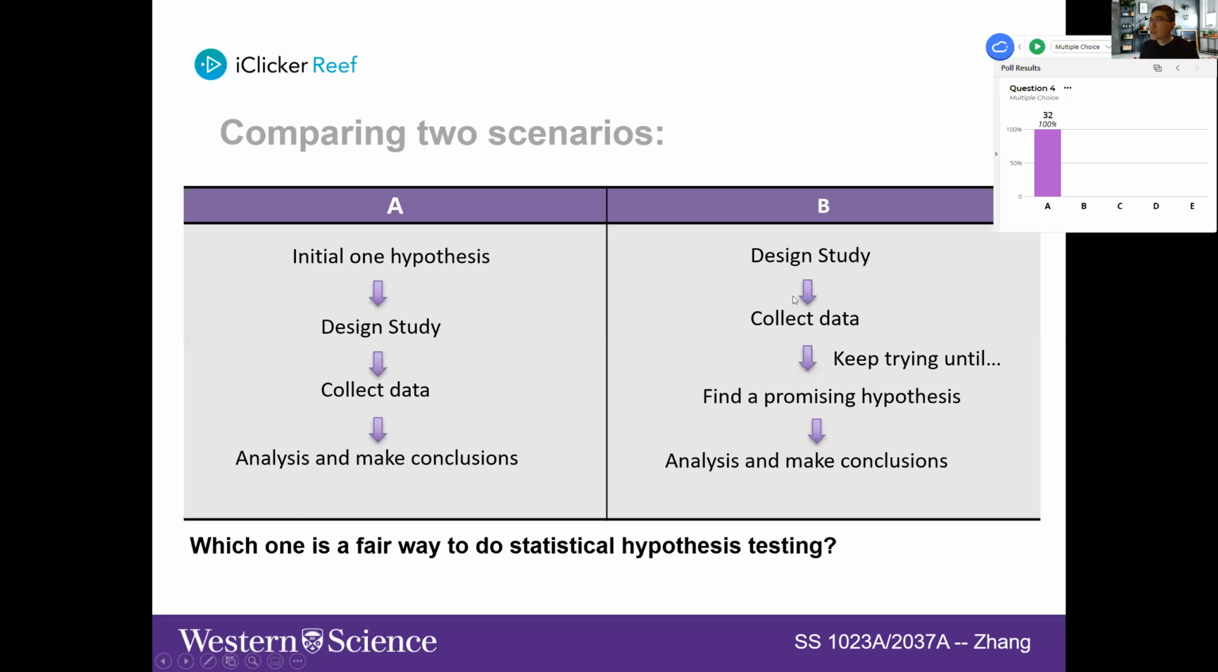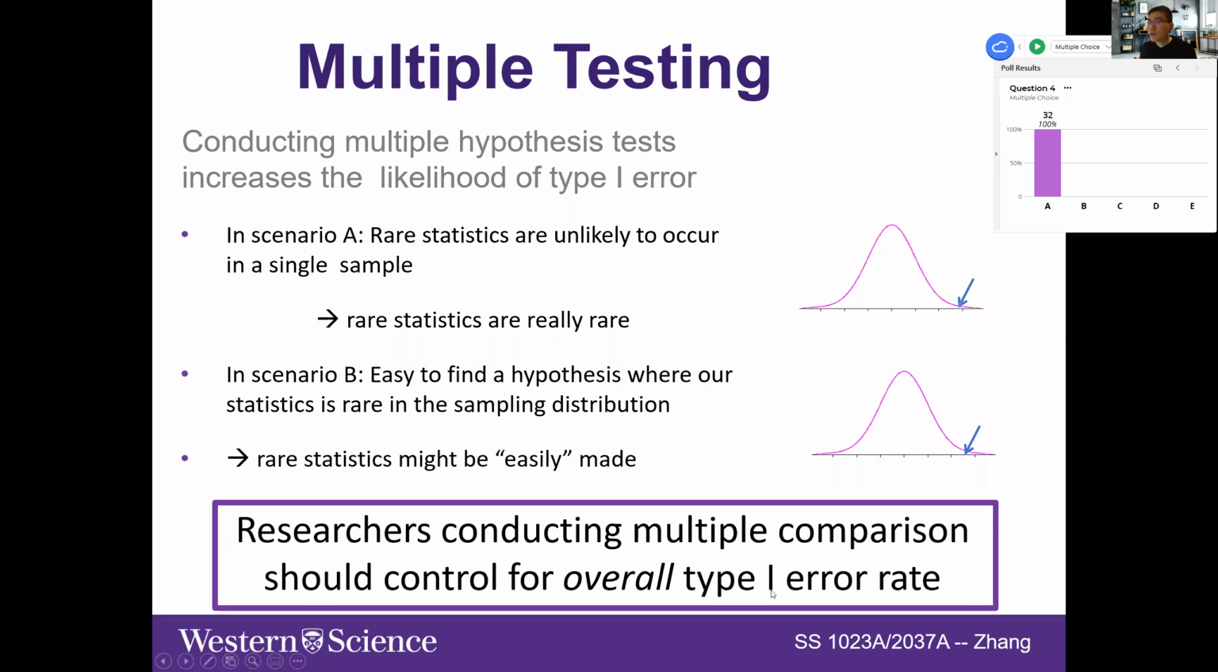But keep in mind, if you are following this procedure, we need to be very careful about the type 1 error we have, because in fact our rare statistic can be easily made. It's not actually really rare, so we are very likely to make a type 1 error. So just be very careful when we're following the procedure of B.